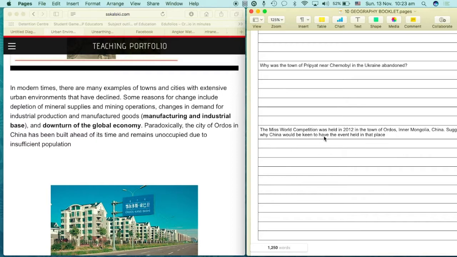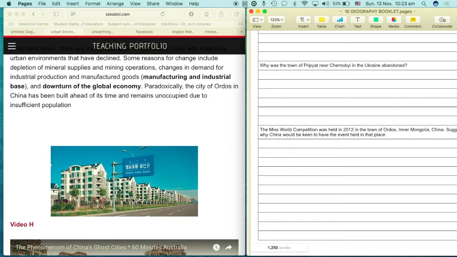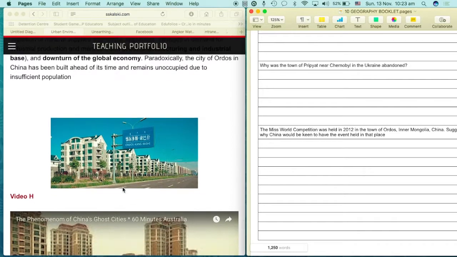Suggest why China would be keen to have the event held in that place. So have a bit of a think about, they've got this big city that's been built, no one lives there. Why would they want to hold something like a Miss World event or any big event in that city if no one lives there? What would be the purpose of putting an event like that in a deserted city?